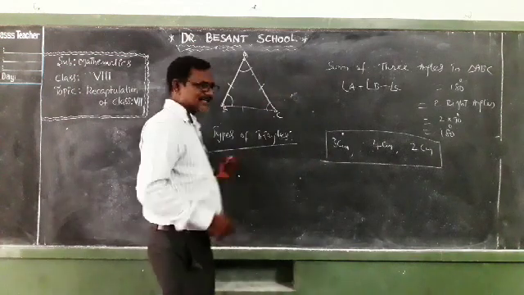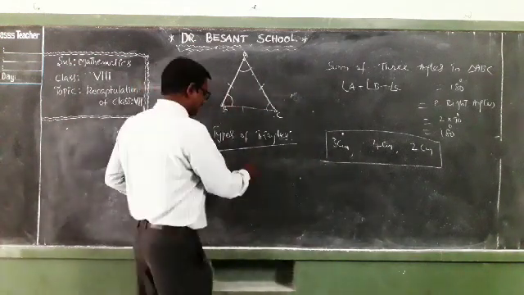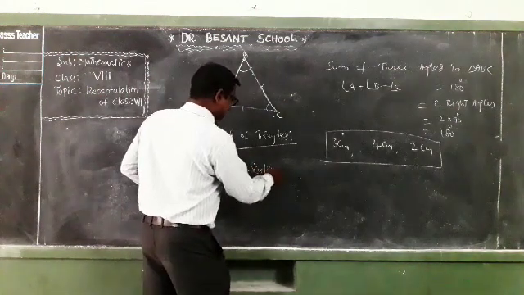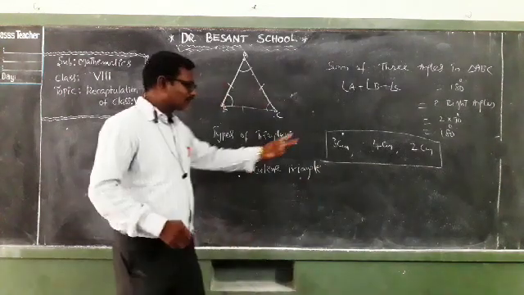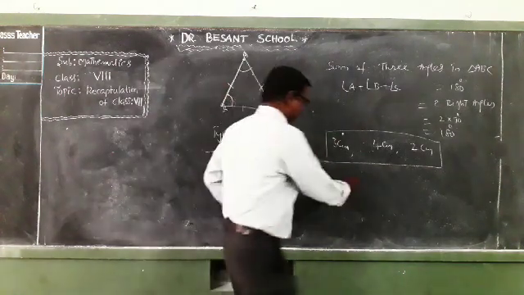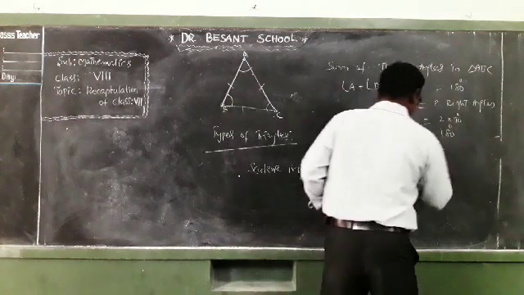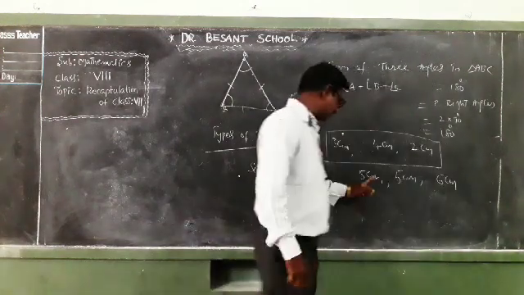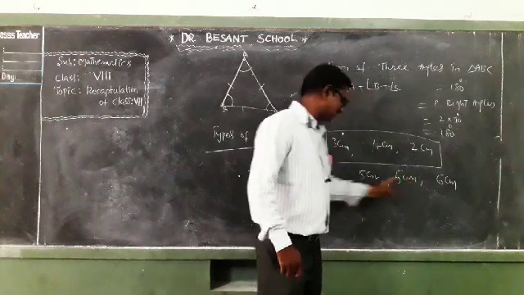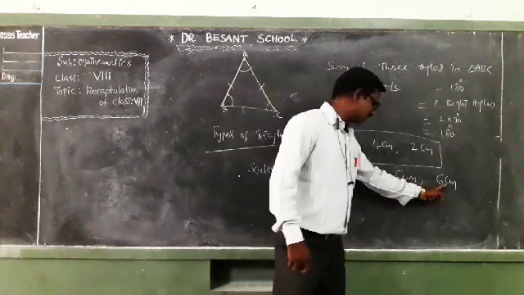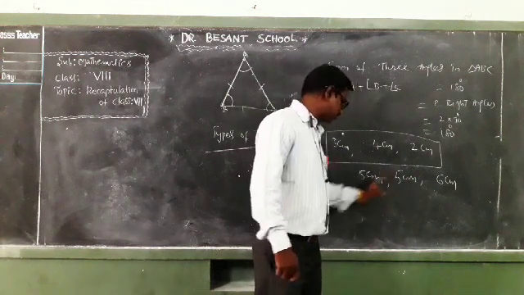If all the three sides are different, then it is said to be a scalene triangle. Again, out of these three sides, if any two sides are equal, for example 5 centimeters, 5 centimeters, and 6 centimeters, observe: 5 plus 5, 10 is greater than 6; 5 plus 6, 11 is greater than 5; again 5 plus 6, 11 is greater than 5. So we can form a triangle with these measurements. These two sides are equal.